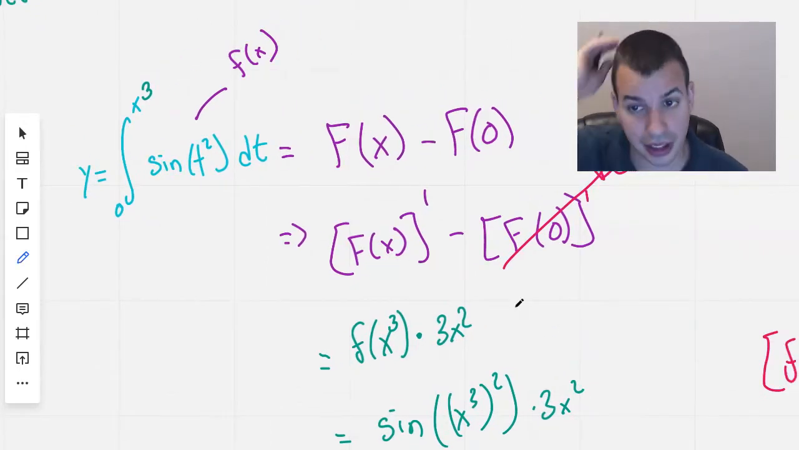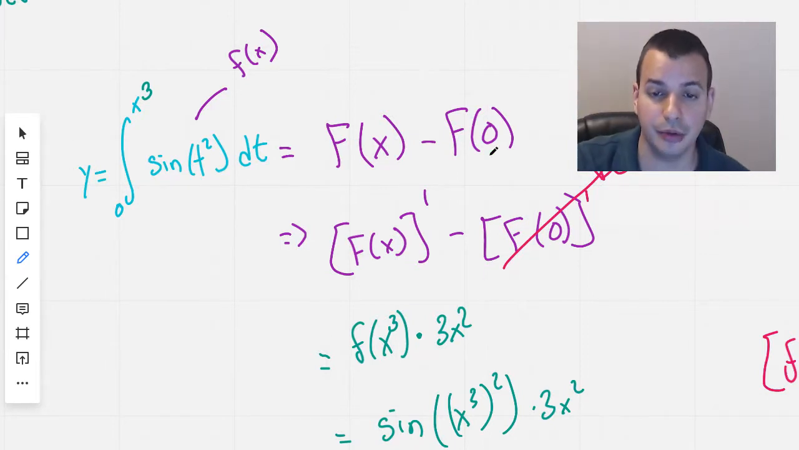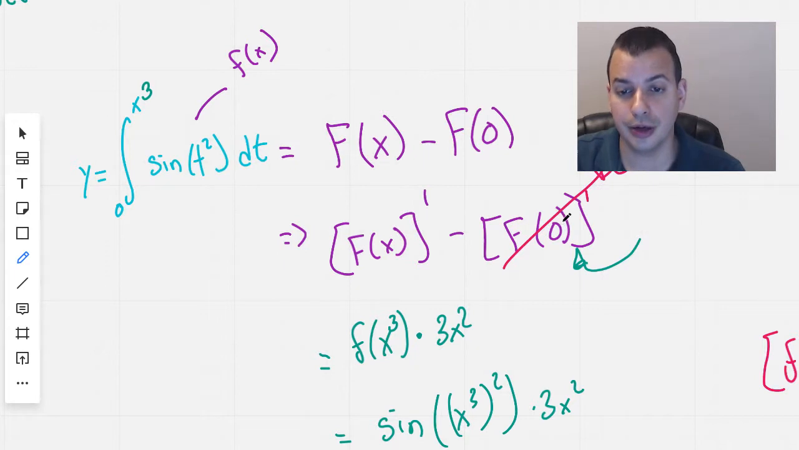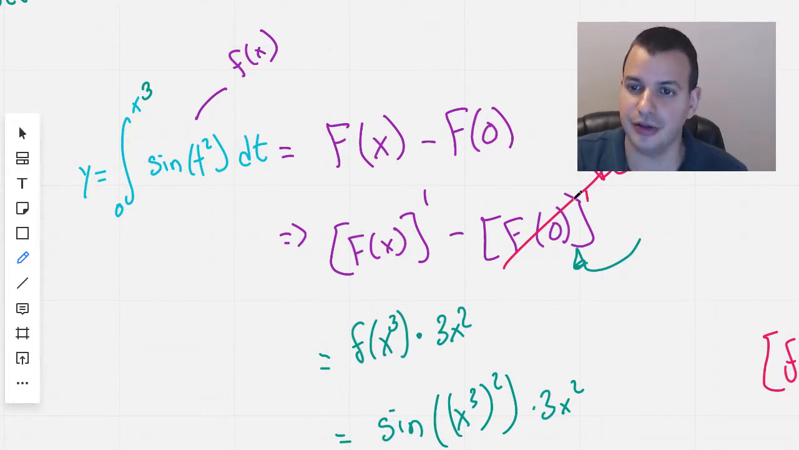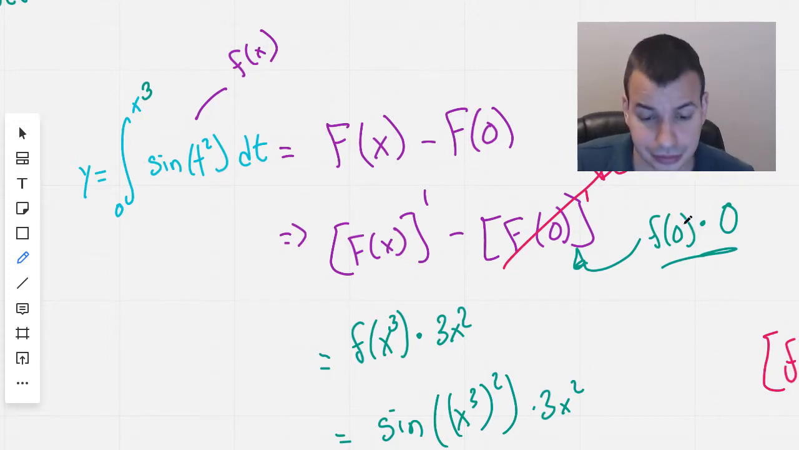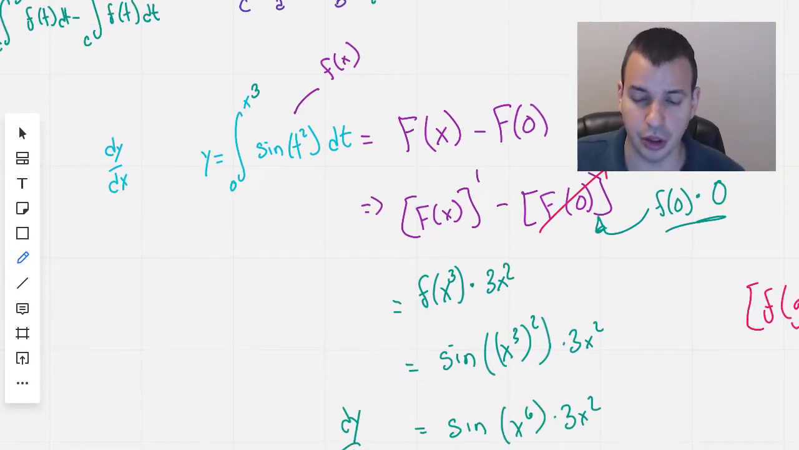Now, if you wanted to, you could think of it the same way with this big F of 0. When you multiply by the derivative of the interior, it's a constant, and the derivative of a constant is 0, so what you're really finding here is F of 0 times 0, which is why it disappeared. And we ended up with sine of x to the 6 times 3x squared.